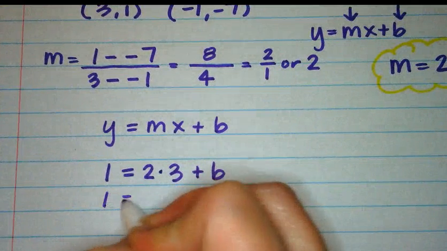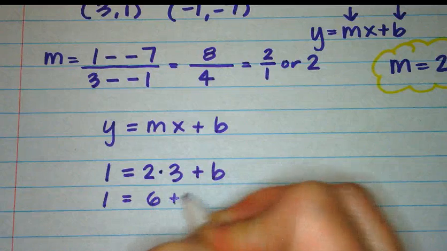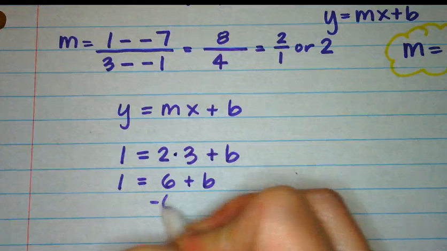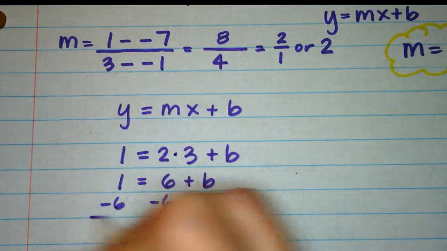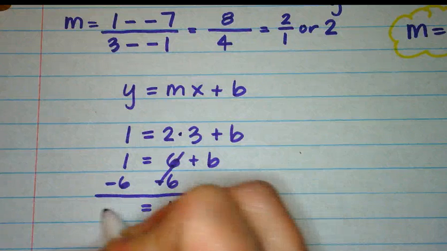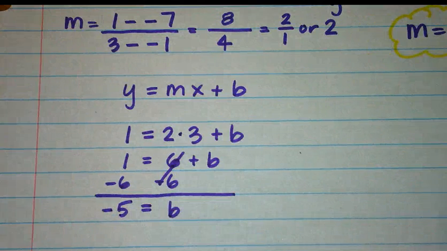So if I just finish this problem, 2 times 3 is 6. I subtract 6 from both sides. Over here that cancels, and I get that b equals -5.